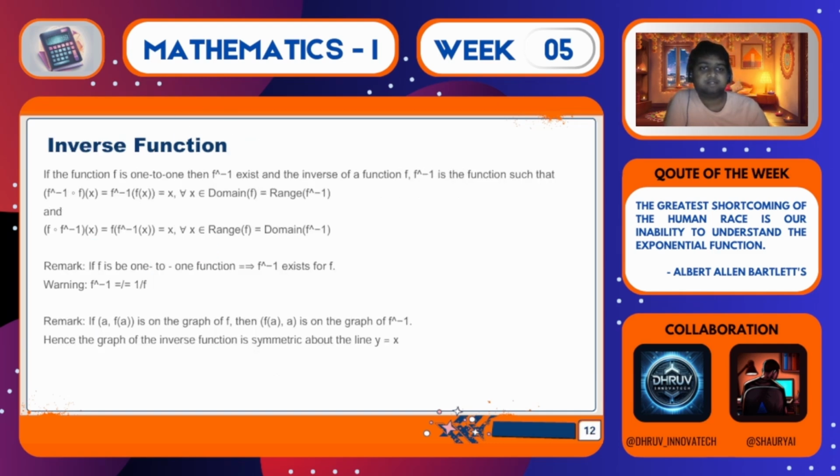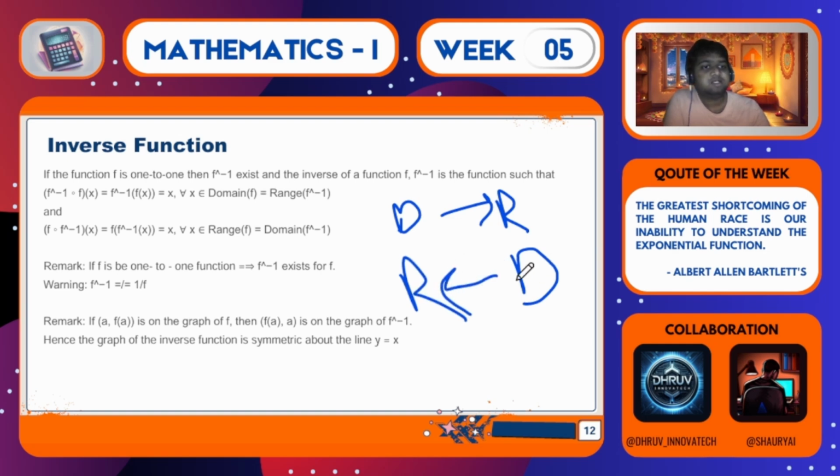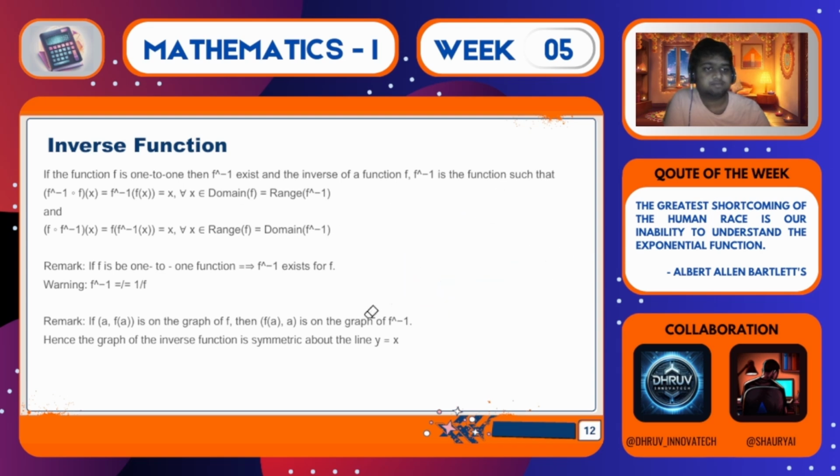Then next is the inverse function. Inverse functions are just a remapping of the range to the domain by changing their perspectives, as domain to range. Let's say you have a function with domain D, and then this is the range. This is how a function goes. Now you will make this the domain and make this the range. In this case, you can observe that it's reversed. That's why we call this the reverse function, the inverse function.